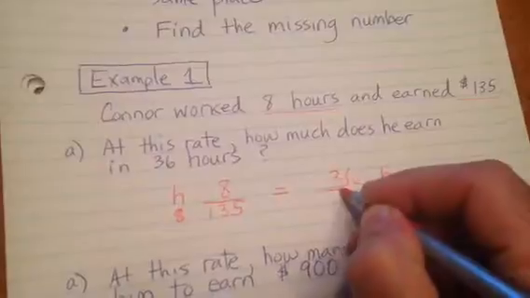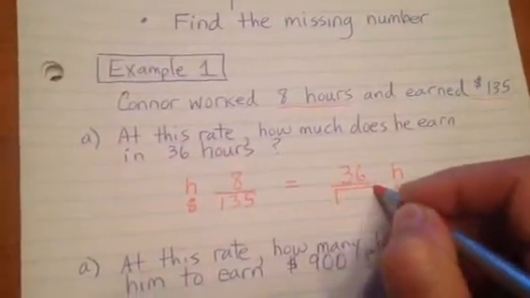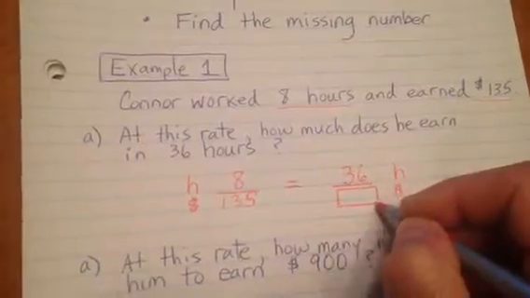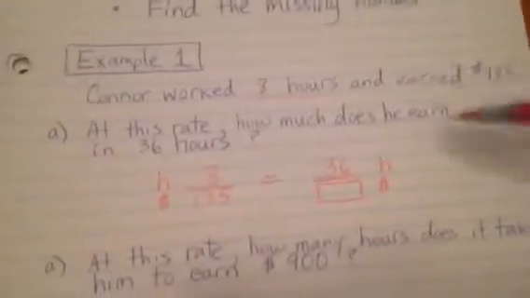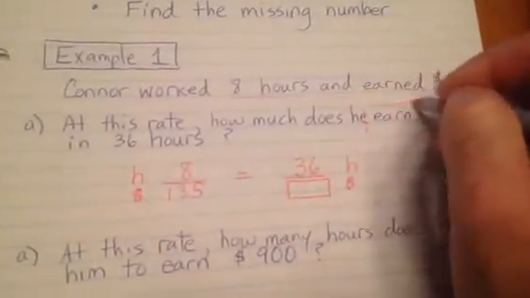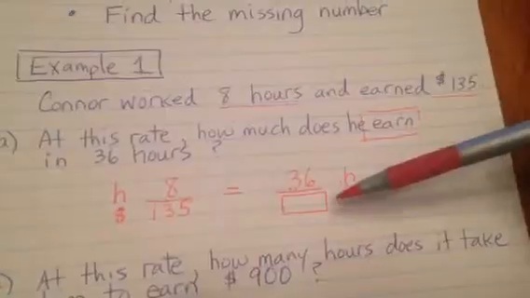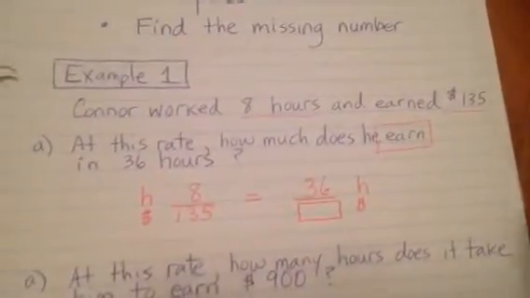But here, I write a fraction. I don't know how many hours, how many dollars. That's what I'm trying to find. How much does he earn? So this is my earnings, is my box. I don't know how much I'm going to earn at this rate. So you've seen this before.